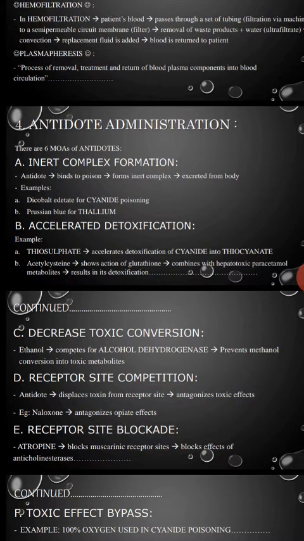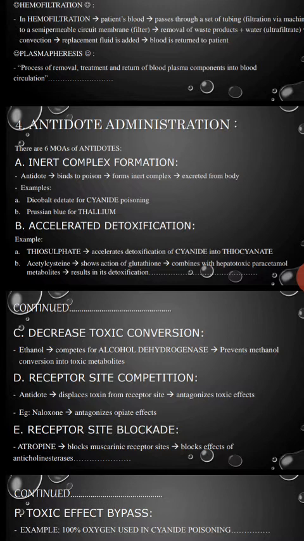Now what is an antidote? An antidote is a drug which antagonizes the toxic effects of poisons. Based upon the mode of antagonism, they are classified into different types. The antidote may form an inert complex. The antidote binds with the poison to form a non-toxic inert complex, and that non-toxic complex is eliminated through urine. So this is inert complex formation.